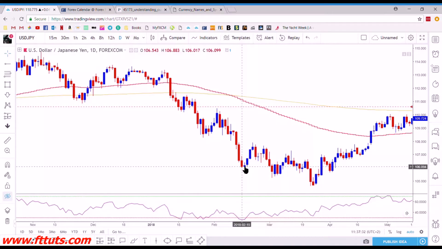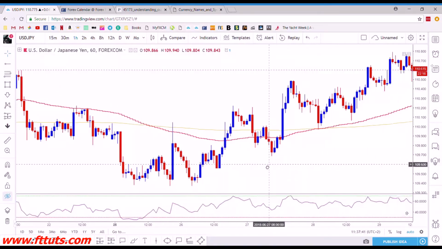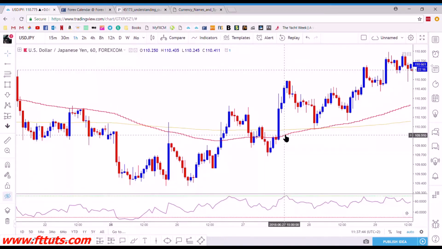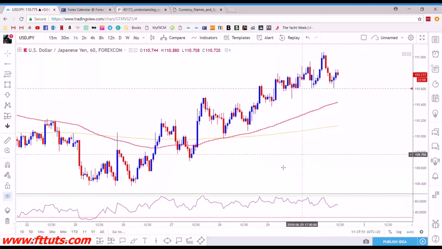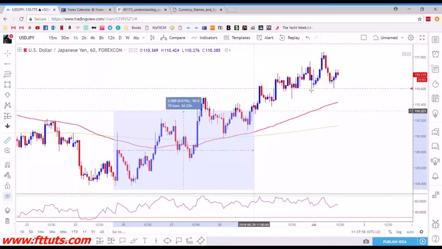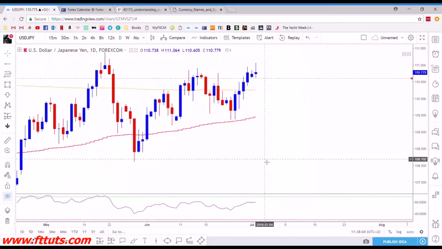So we could see here this little move took 4 days. 1, 2, 3, 4. If we go on to the 1 hour, each candle represents 1 hour of time. So really important to understand. Why? Because we can see on the 1 hour, so this move took 6 days to happen. So if we go on the daily, that should be 6 candles. 1, 2, 3, 4, 5, 6.